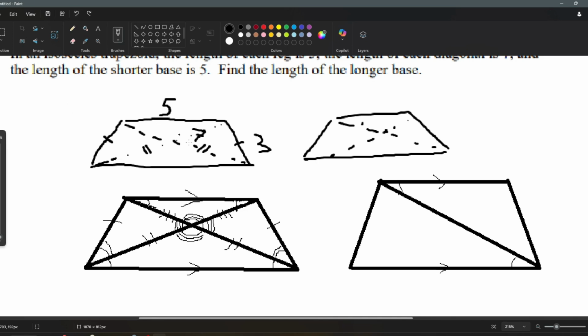Okay, continuing on. So now we know that this is similar to this. So 5, and there's a scale factor, and it goes to here.